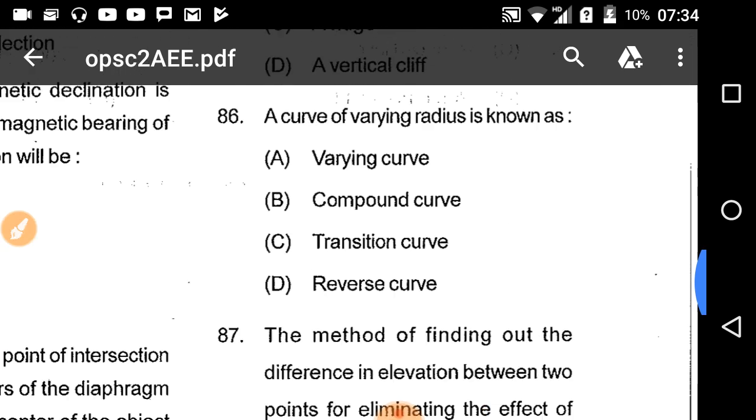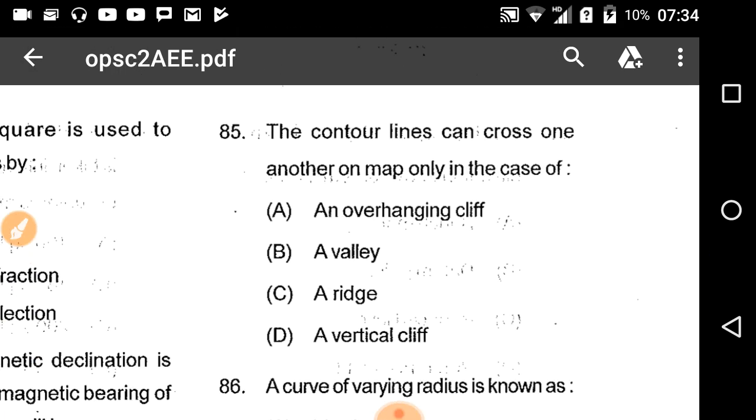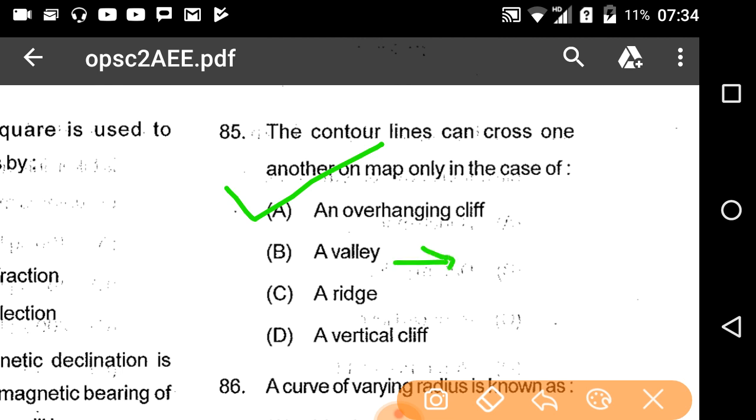85. The contour lines can cross one another only in case of an overhanging cliff, valley, a vertical cliff, that is option A, that is an overhanging cliff. They can unite in a vertical cliff.